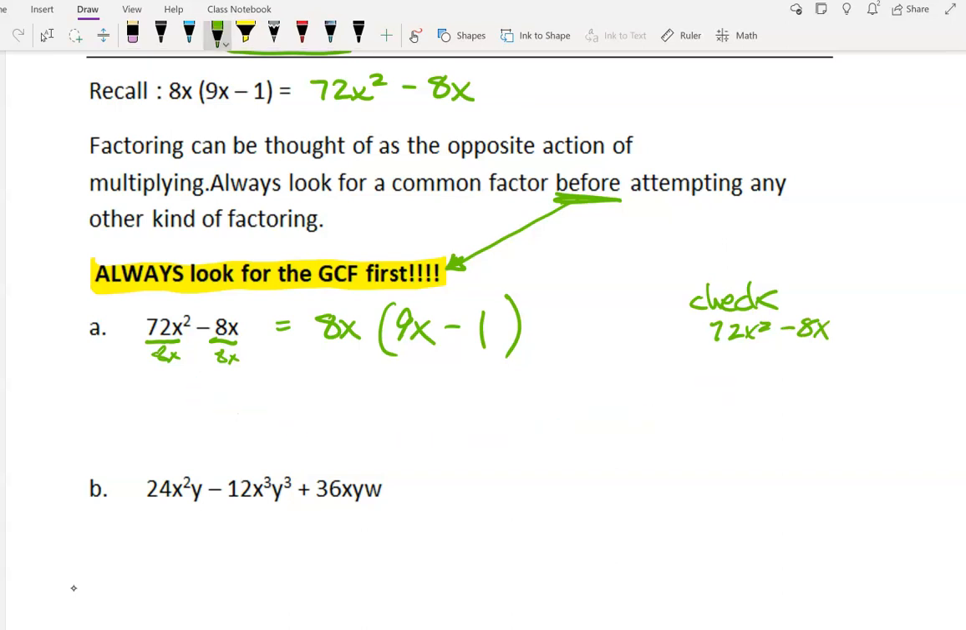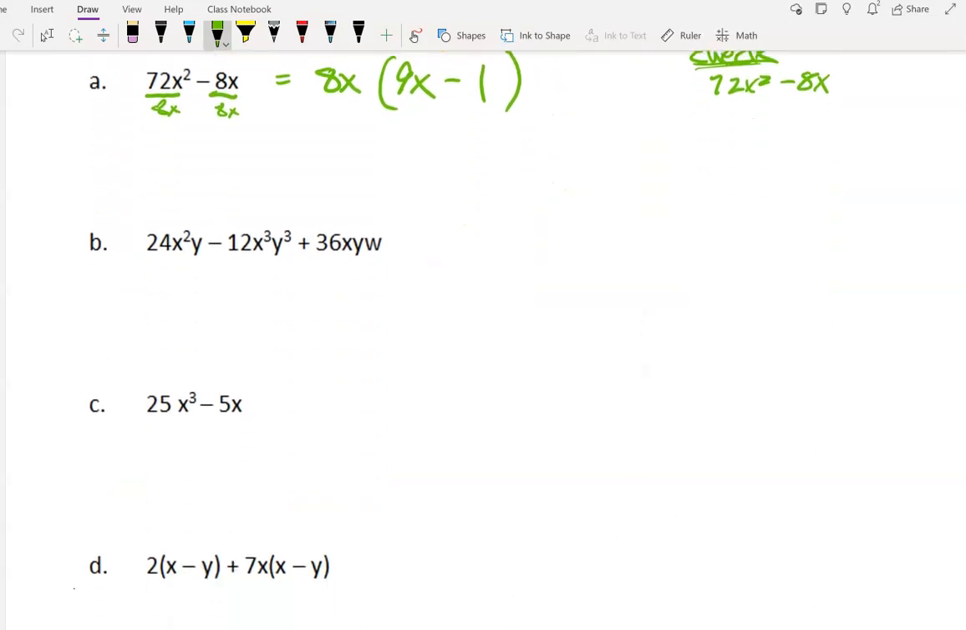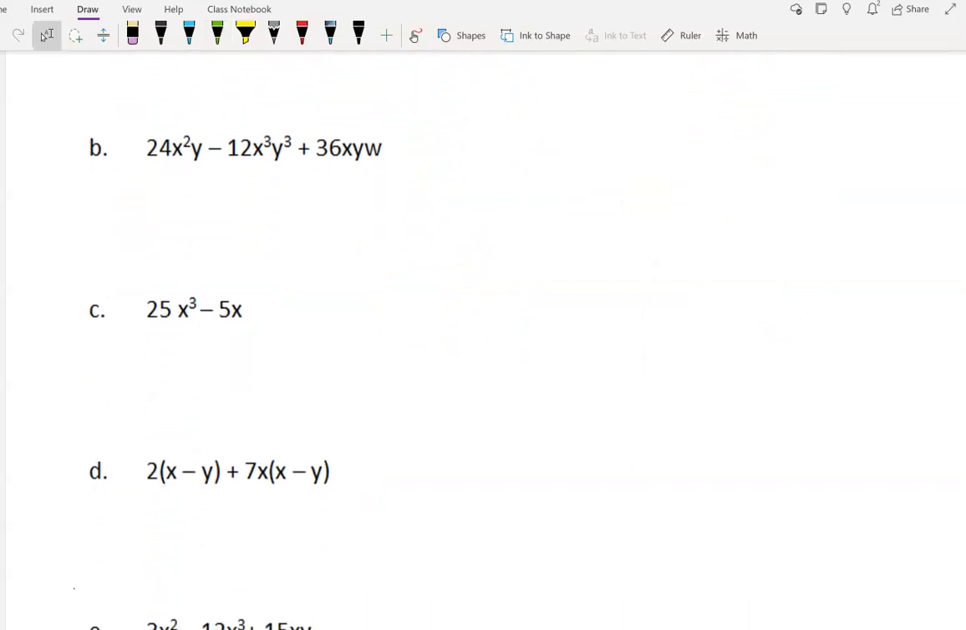You can always check, and I would get in the habit of checking. All of the kinds of factoring that we do will have checking as a way to see if your work is correct. Okay, try the next one.